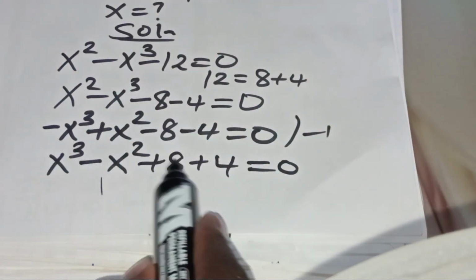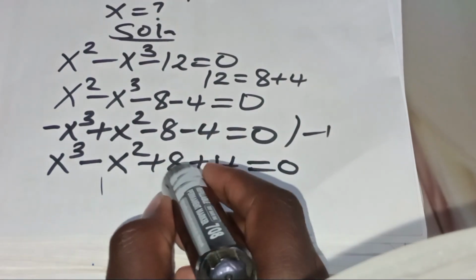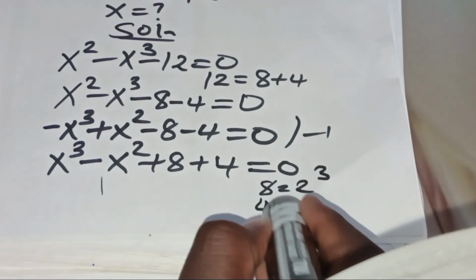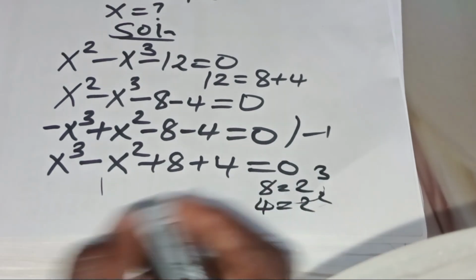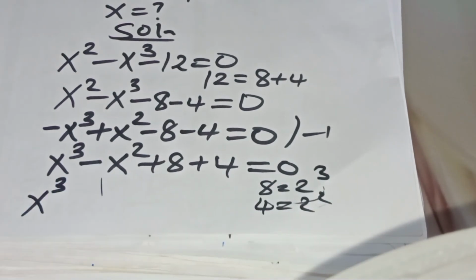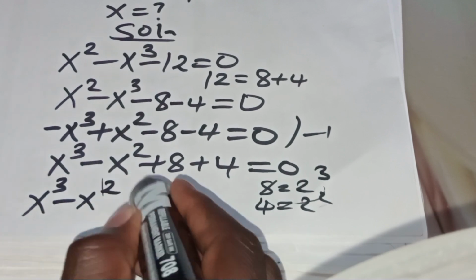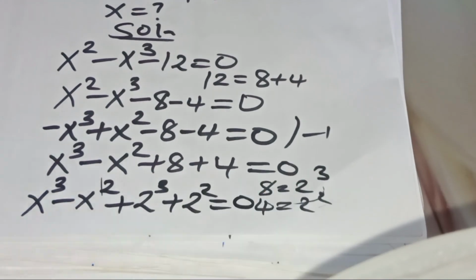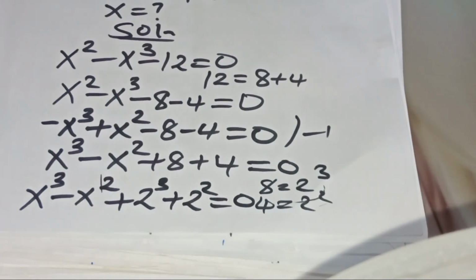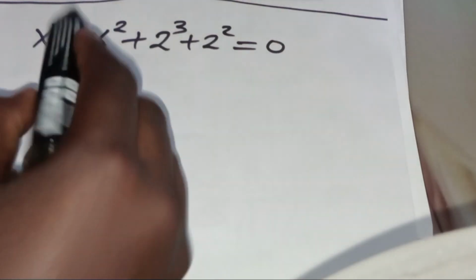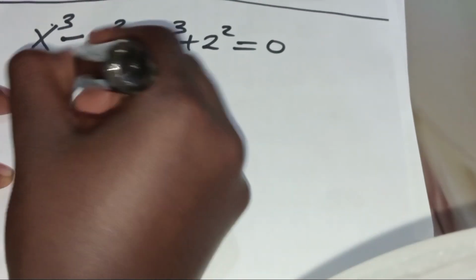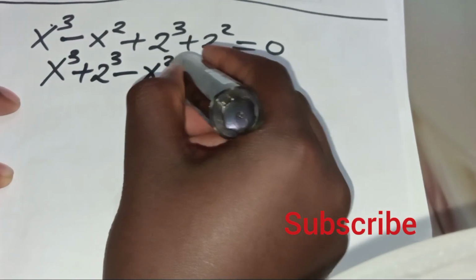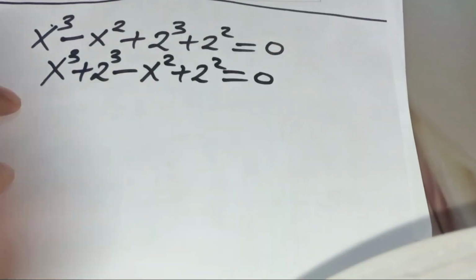Now, from what we have here, we can express 8 as 2 to power 3, and also we can express 4 as 2 to power 2, alright? So substituting this, we'll have x to power 3, subtract x to power 2, plus 2 to power 3, plus 2 to power 2, this is equal to 0, alright? So let's proceed. Now we have x to power 3, combined with 2 to power 3, so that we'll have x to power 3 plus 2 to power 3, subtract x to power 2 plus 2 to power 2, this is equal to 0.